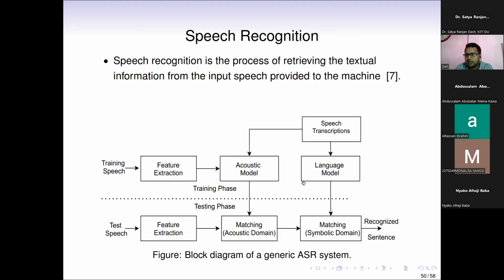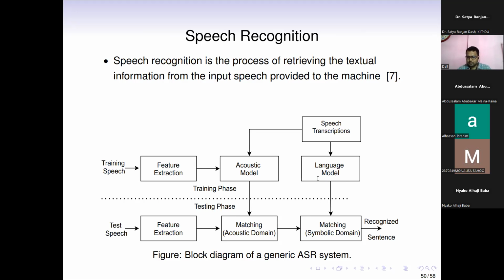And this is the standard block diagram of a speech recognition system. Feature extraction, then there are two models. One is the acoustic model. Acoustic model means that based on the training samples that are coming, we build the acoustic model. This model is nothing but the representation of the different phonemes of that particular language.